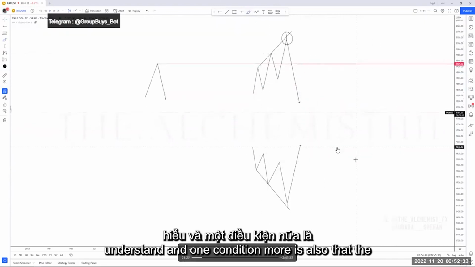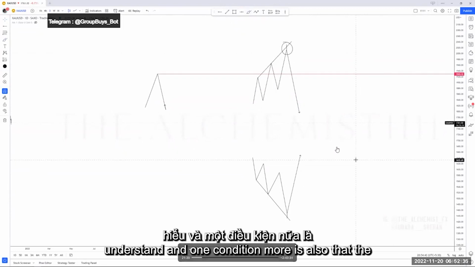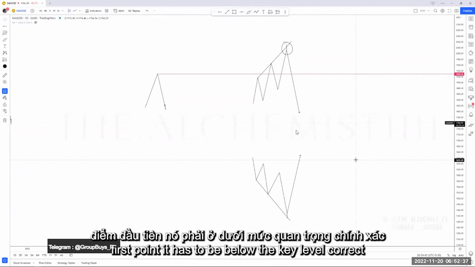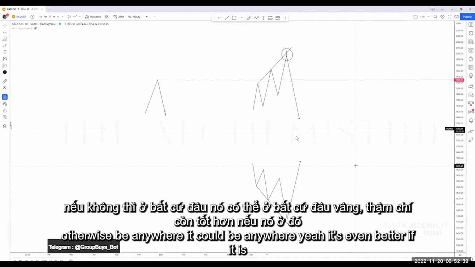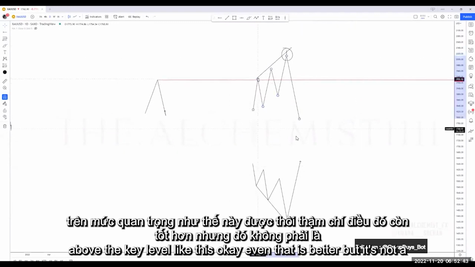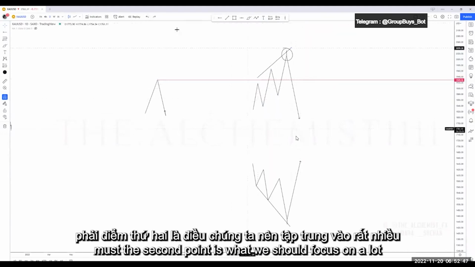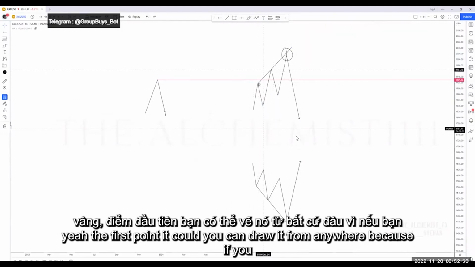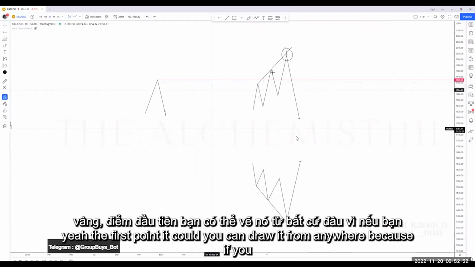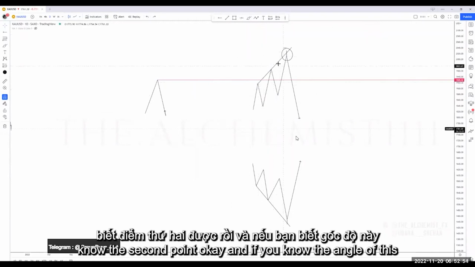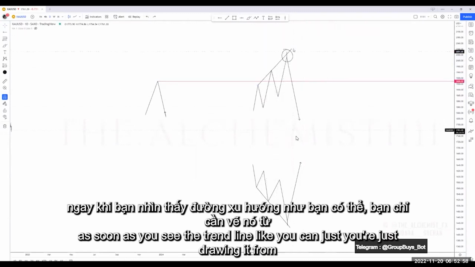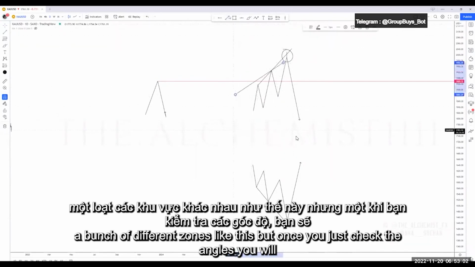Yes, I understand. And one more condition is also that the first point has to be below the key level, correct? Otherwise, it could be anywhere. It's even better if it is above the key level like this, but it's not a must. The second point is what we should focus on a lot. The first point, you can draw from anywhere, because if you know the second point, and if you know the angle of these trend lines, like sometimes you're just drawing it from a bunch of different zones like this.